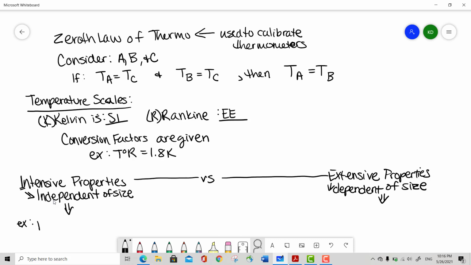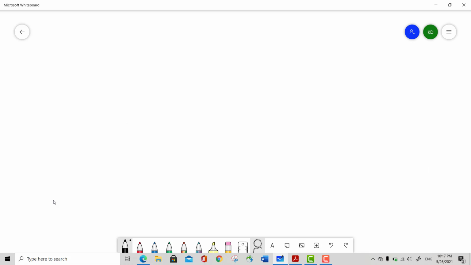And then what are some examples? Okay, so we've got pressure as an independent property, temperature, density, specific volume, which is v, lowercase v. And then over here, we've got mass, volume, and energy.